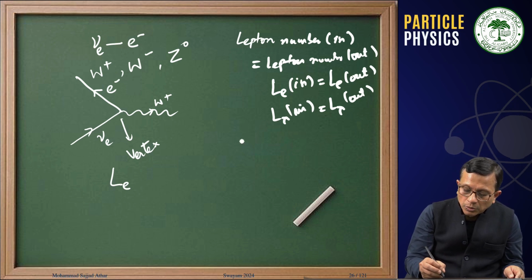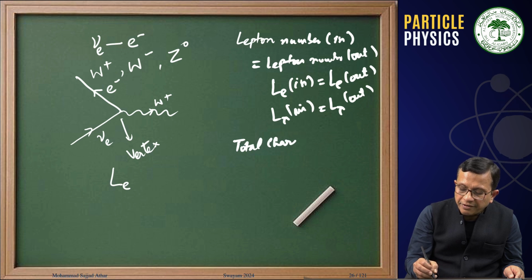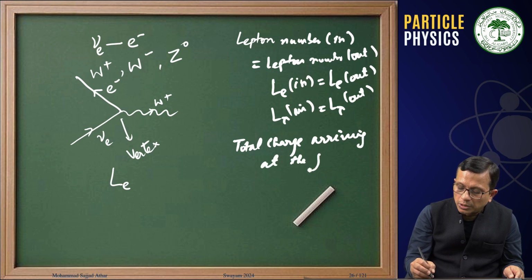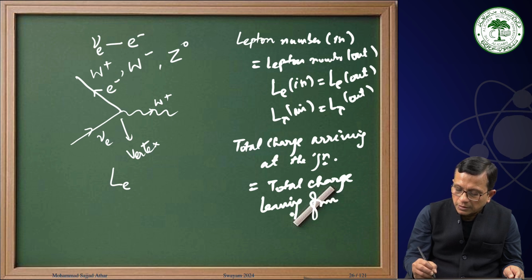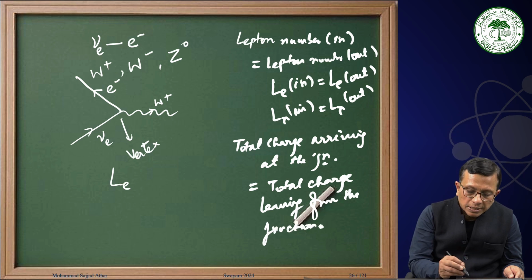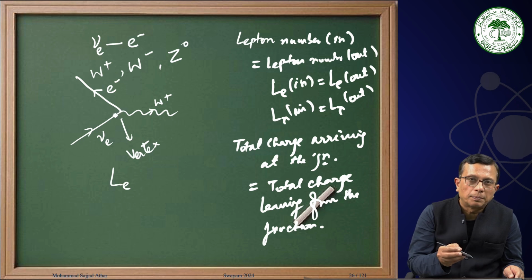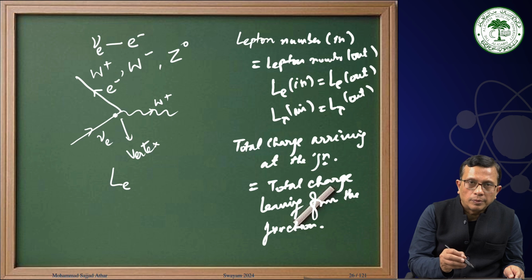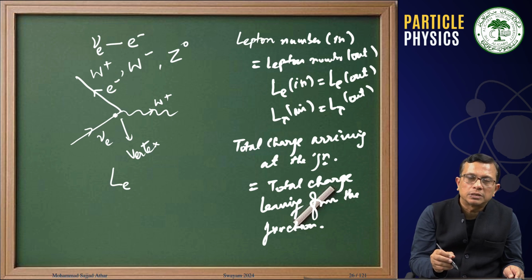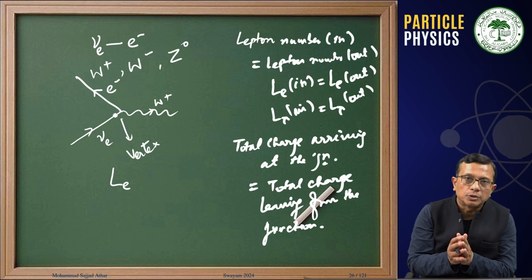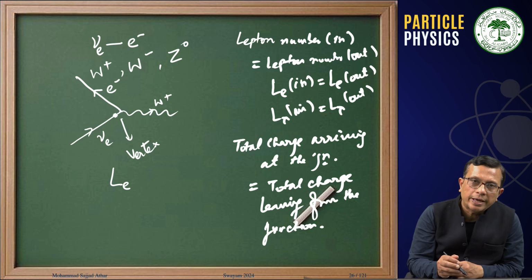The other point which I am telling you: the total charge arriving at the junction must be equal to the total charge leaving from that junction. That means you see zero charge is arriving because neutrino is a neutral particle. How many charges are flowing out? -1 for the electron and +1 for the W plus boson. Sum them up, that will be 0. 0 is arriving and 0 is leaving. Neutrino is arriving and electron is leaving.